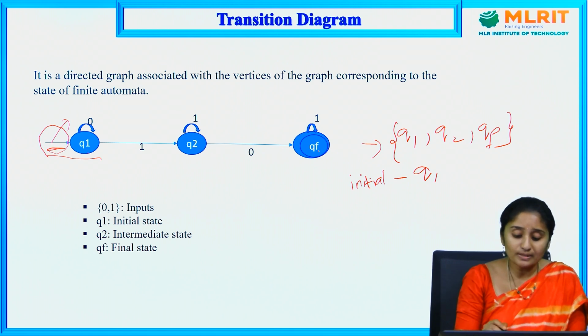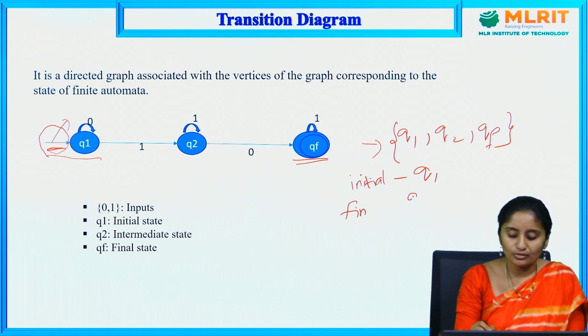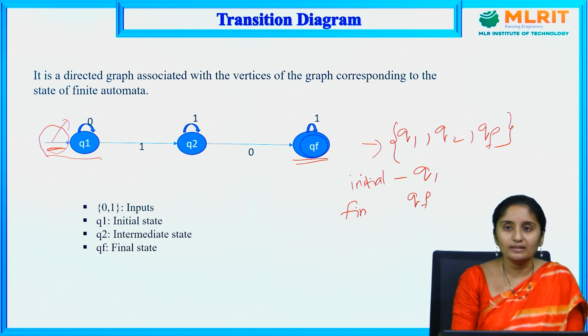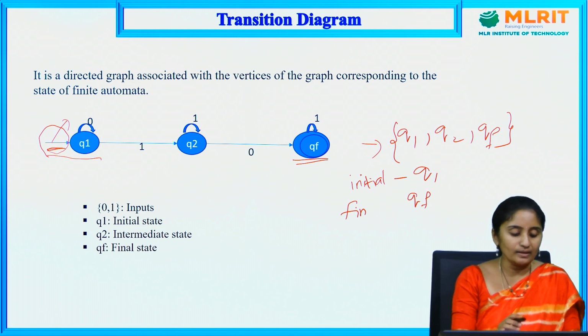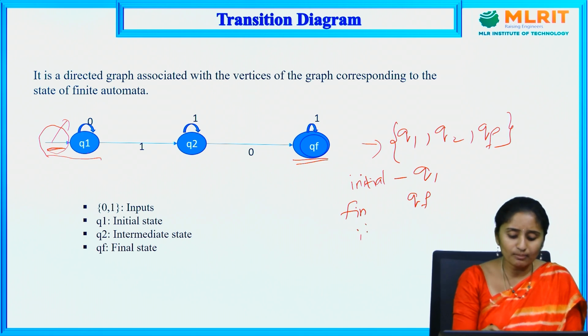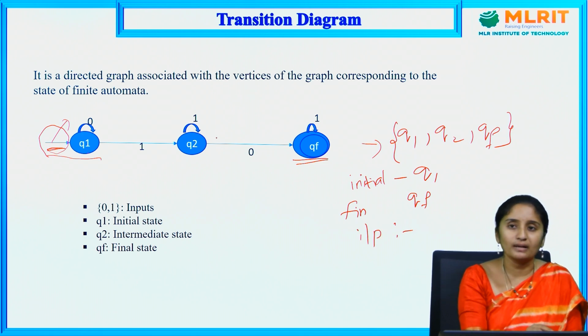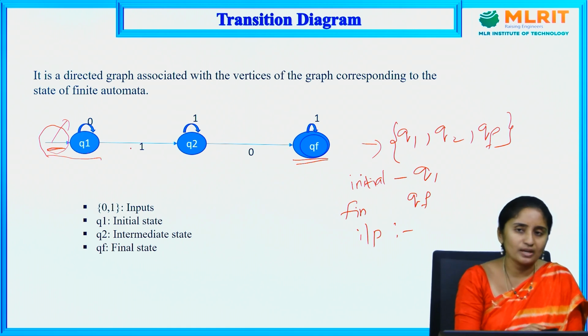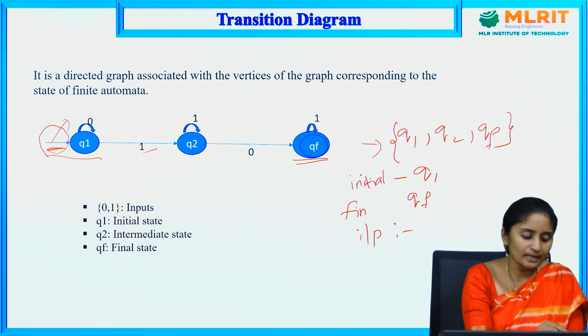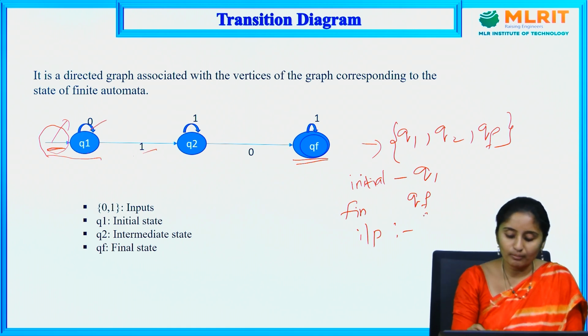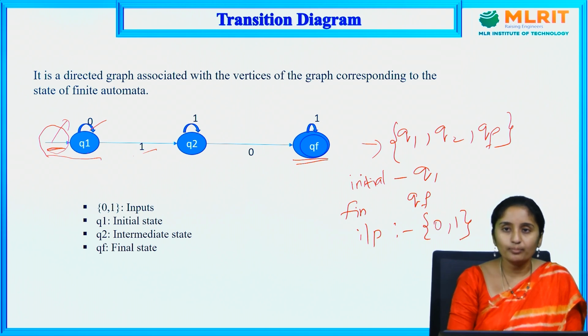So how to represent a final state? The final state is represented with 2 circles. See here, which state is the final state? QF is my final state. So what are the input symbols I am having? To move from one state to another state, there are some inputs. So what are those inputs? 1 is one input, and 0. So 0 and 1 are the set of input symbols.